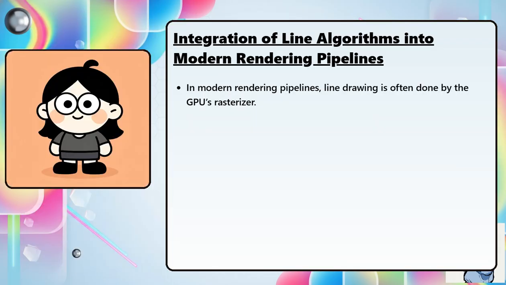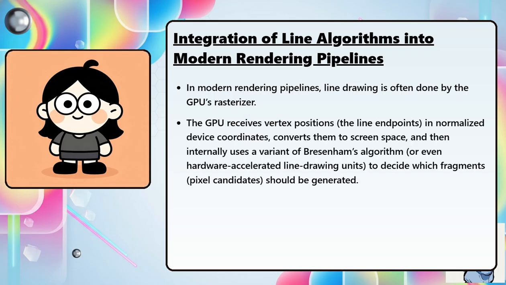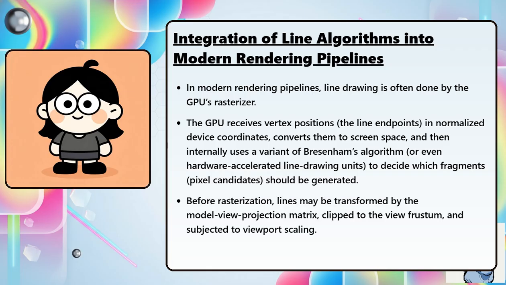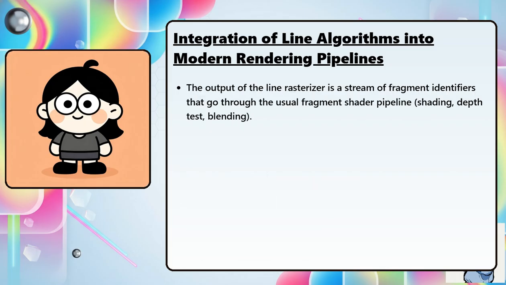In modern rendering pipelines, line drawing is often done by the GPU's rasterizer. The GPU receives vertex positions, the line endpoints in normalized device coordinates, converts them to screen space, and then internally uses a variant of Bresenham's algorithm or even hardware-accelerated line drawing units to decide which fragments, pixel candidates, should be generated. Before rasterization, lines may be transformed by the model view projection matrix, clipped to the view frustum, and subjected to viewport scaling. The output of the line rasterizer is a stream of fragment identifiers that go through the usual fragment shader pipeline: shading, depth test, blending.